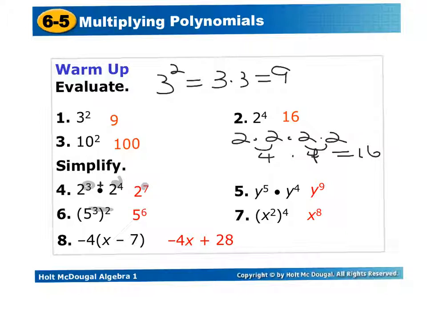And then here is a review for distributive property, -4 times x and -4 times -7. And that will give you -4x plus 28. And again, adding the exponents, you get 9. Power to a power, you multiply them.